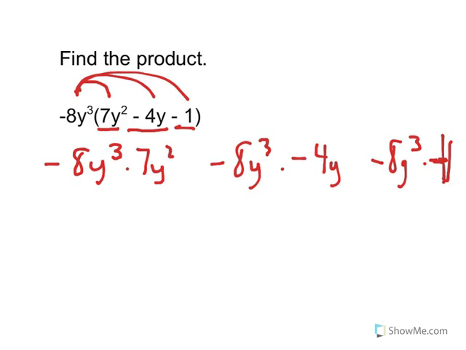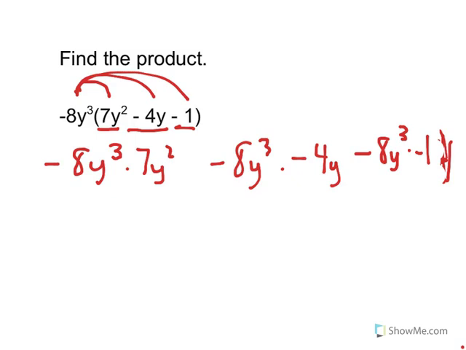I think I'm on the edge of my screen here. Let's just do this. There we go. I'm going to still learn. Oh, come on. There we go. Now we're going to go back to writing. Okay. So we're going to take negative 8y cubed times negative 1. There we go.